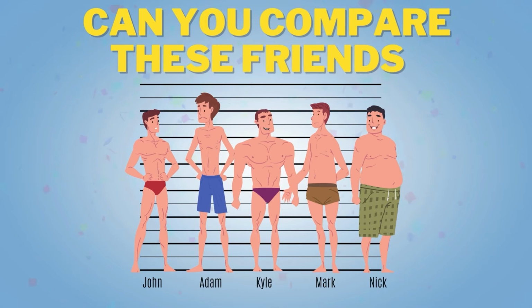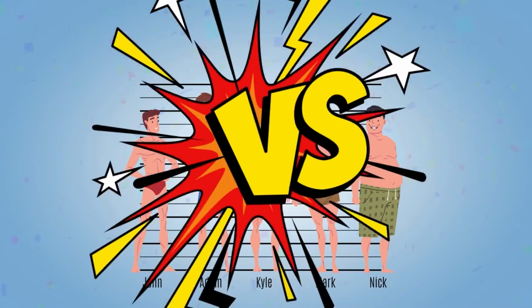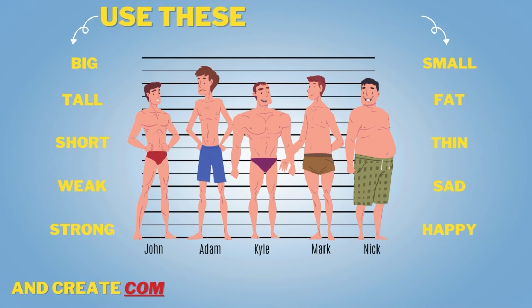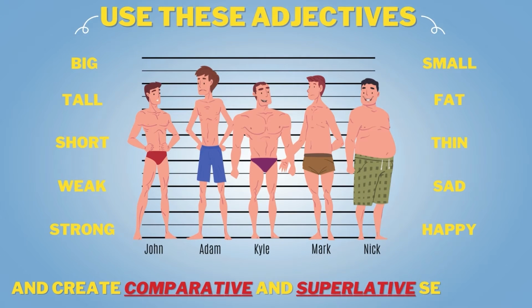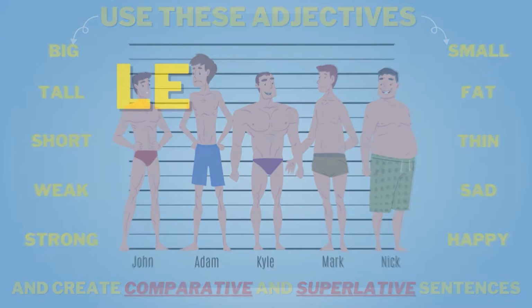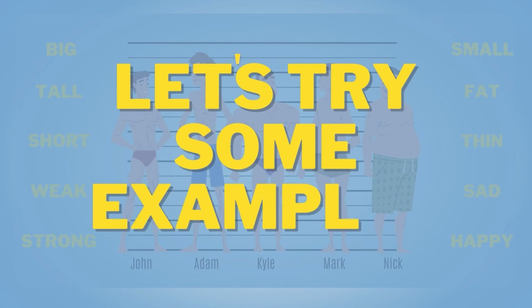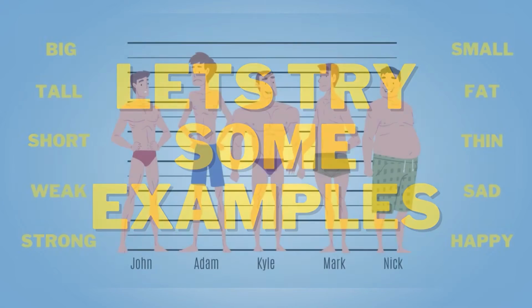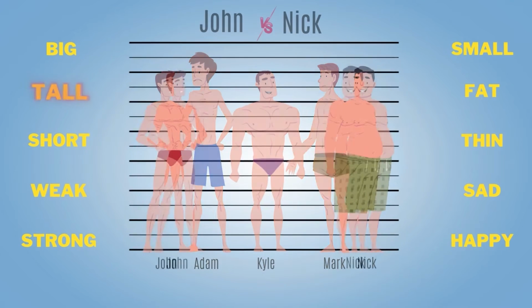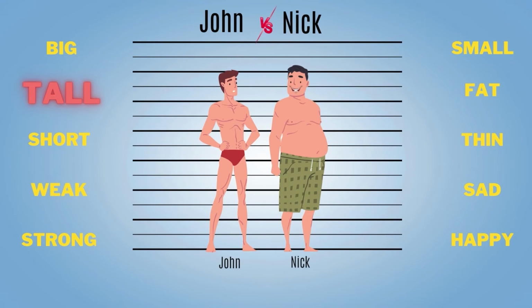Can you compare these friends? Use these adjectives and create comparative and superlative sentences. Let's try some examples. 1. Tall. Nick is taller than John.